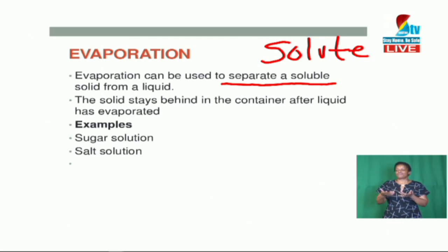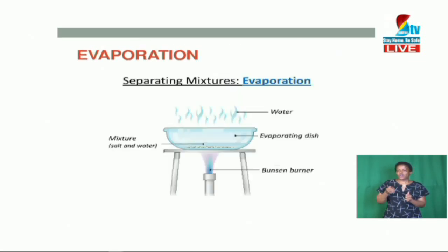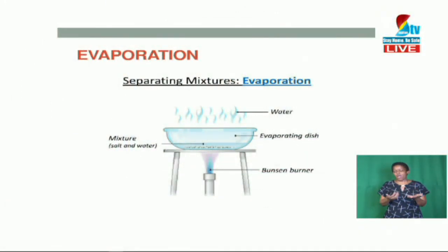Examples of mixtures that can be separated through this method could be a sugar solution. It can also be a salt solution. So this is an example of an apparatus that is used when carrying out evaporation. Here we have our Bunsen burner, which heats the solution. Now when the solution is heated, the liquid in the solution evaporates, leaving the solid in the evaporating dish. So the solid remains in the evaporating dish whilst the liquid evaporates. In that way, the mixture here is separated using evaporation, dear learners.